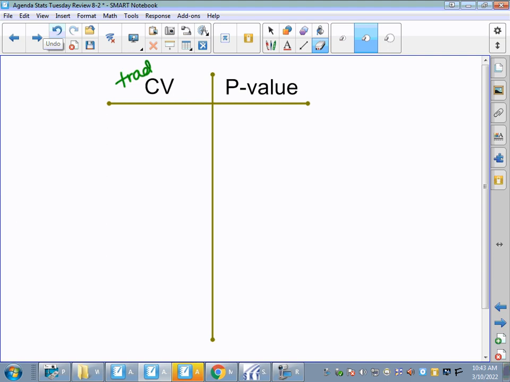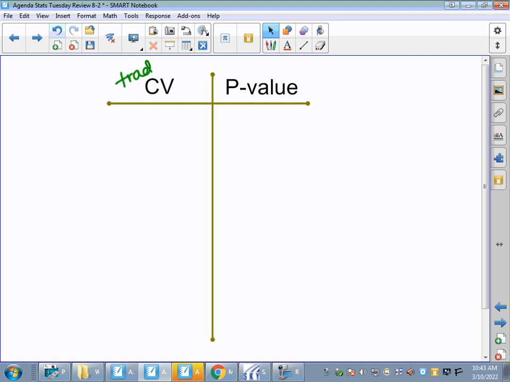You might want to jot this down somewhere on the back of your notes or on a scrap paper or something, or just listen and take it all in. So I just want to make sure that you know the difference between a critical value and a p-value. Critical value we use in the traditional testing method, and then p-value obviously is in the p-value method.